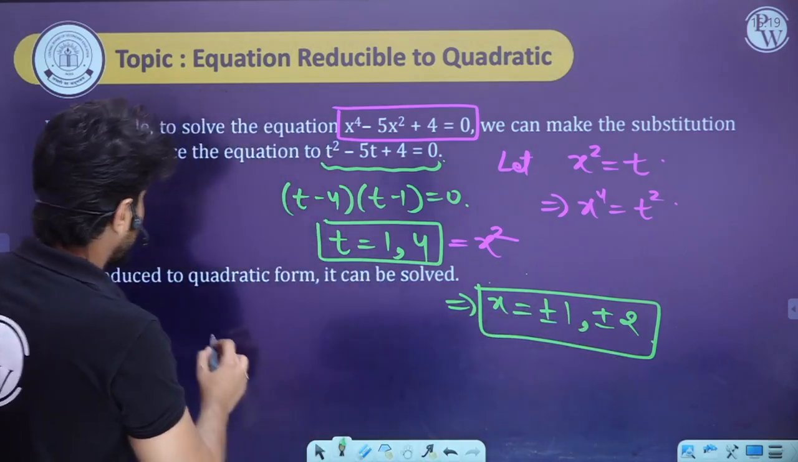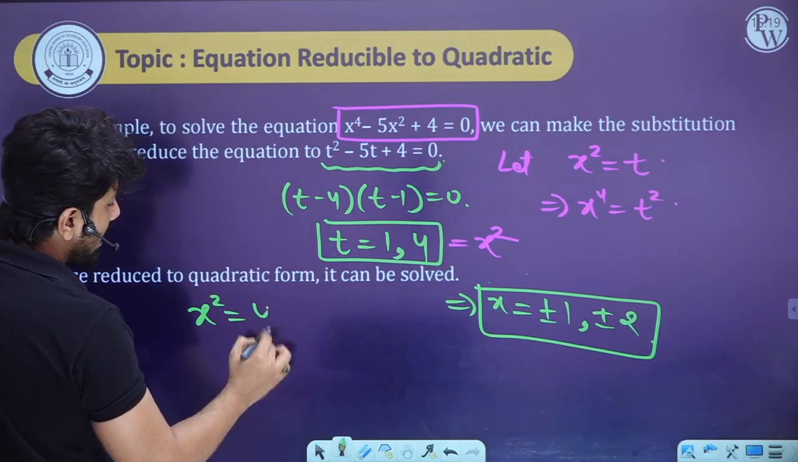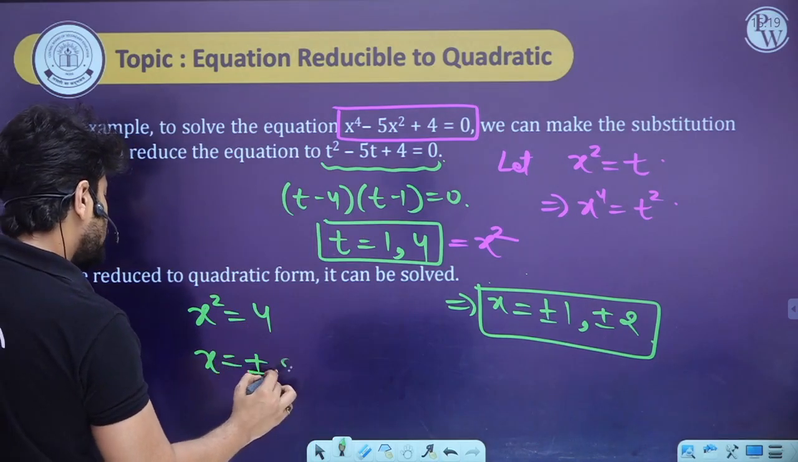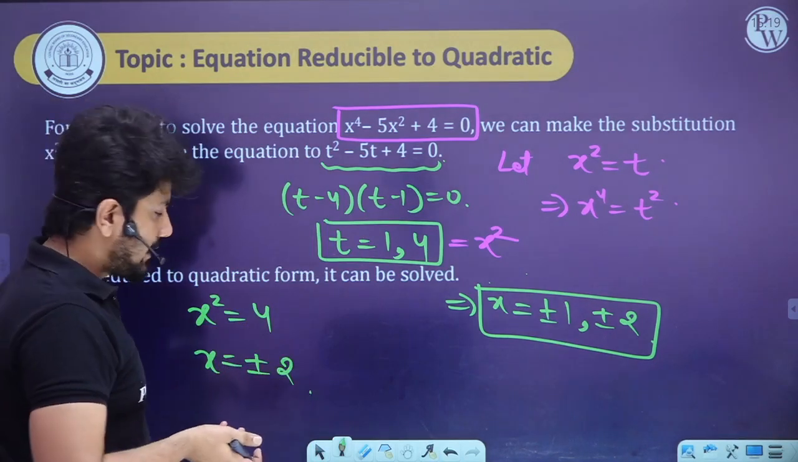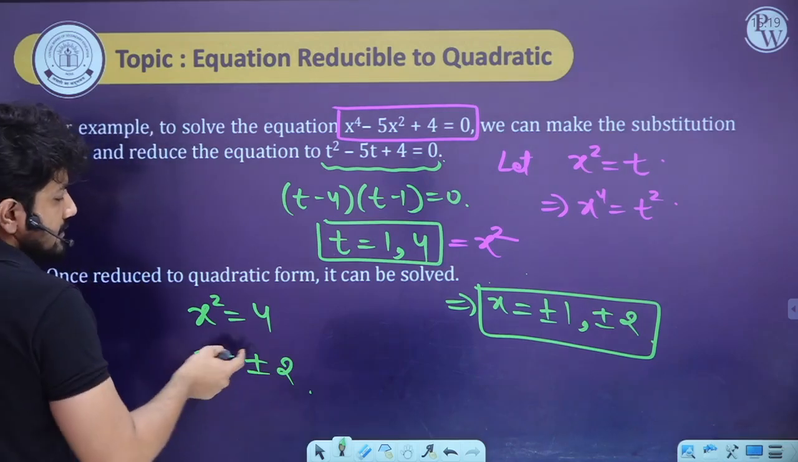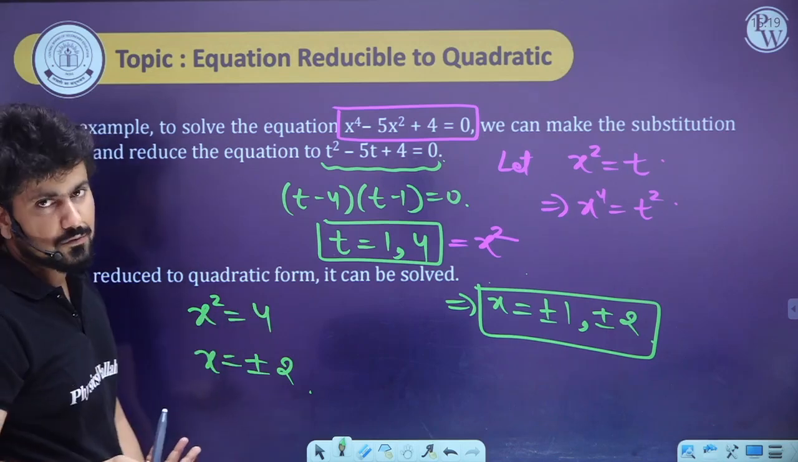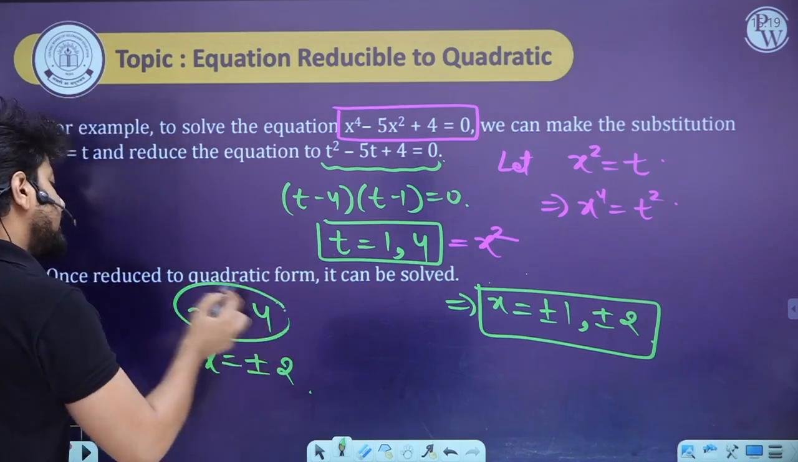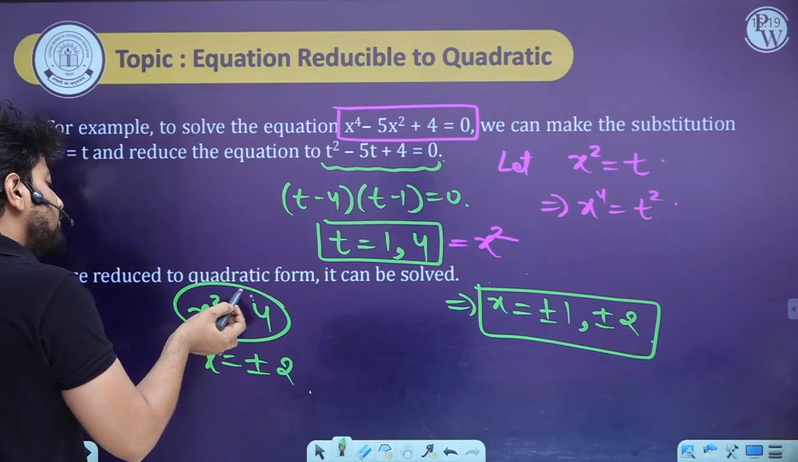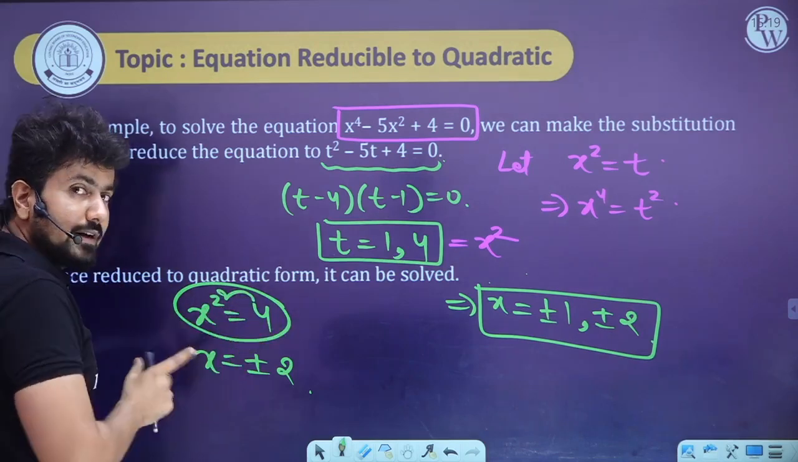I hope all of you understand this part, that if x square is 4, x is equal to plus minus 2. Everybody gets this, right? Because, yes, the square of plus 2 is also 4. The square of minus 2 is also 4. So there are two values of x which satisfy this equation. Or we can bring 4 to the left hand side. We can take two factors.